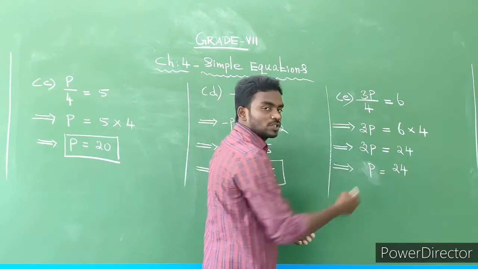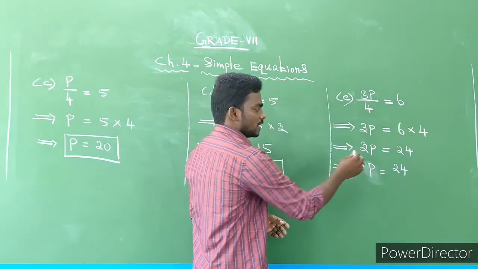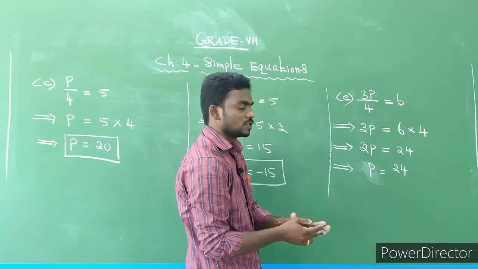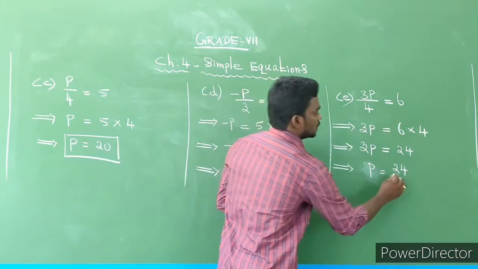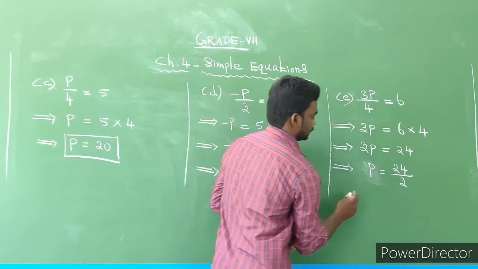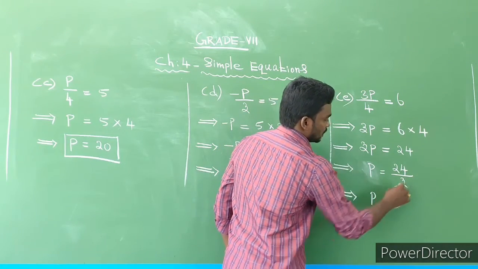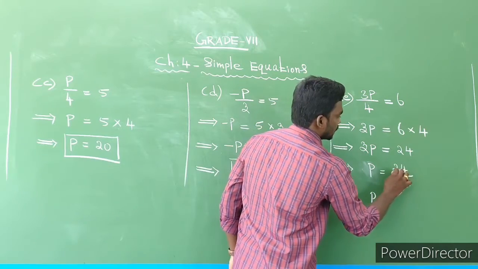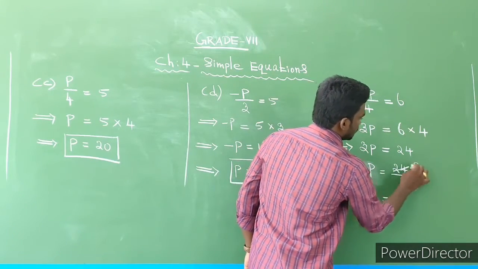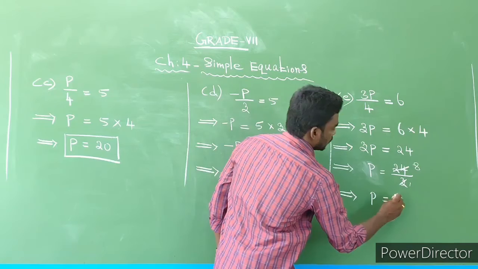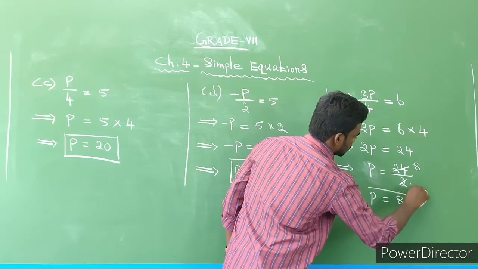This 3 transposes to what? Division, because 3 is multiplication on the left side, which transposes to the right side as division. Divided by 3, so p is equal to... 1 threes are 3, 8 threes are 24. Right? So the value of p is 8 divided by 1, which is 8.